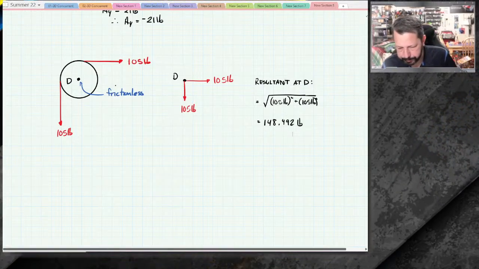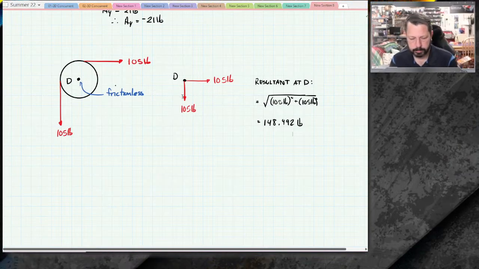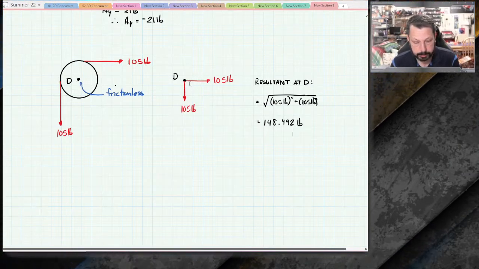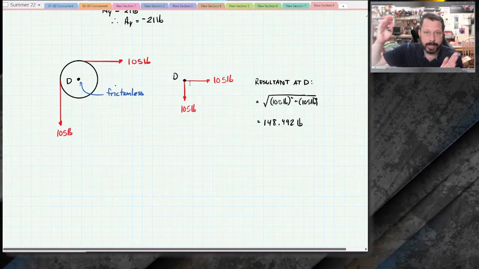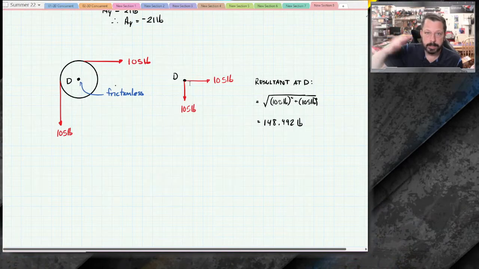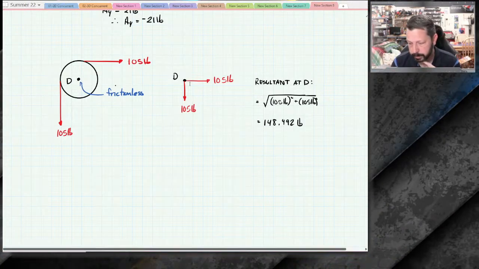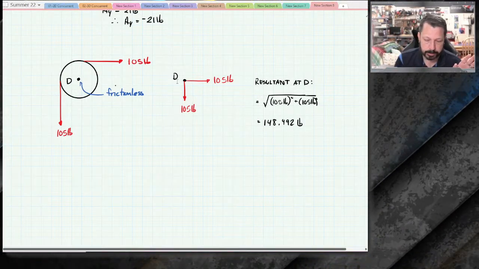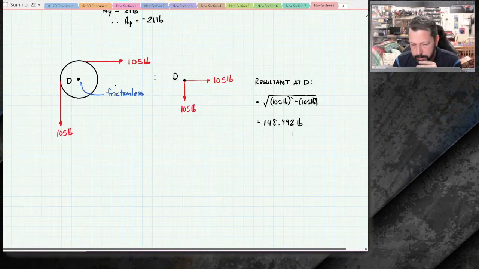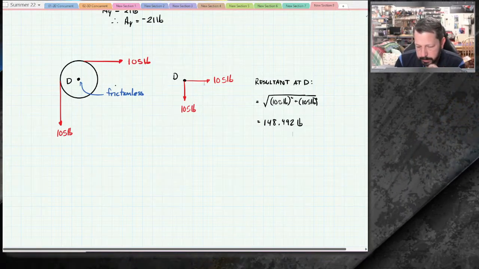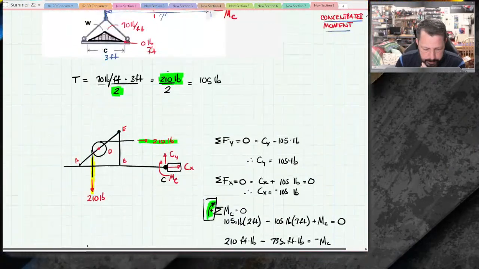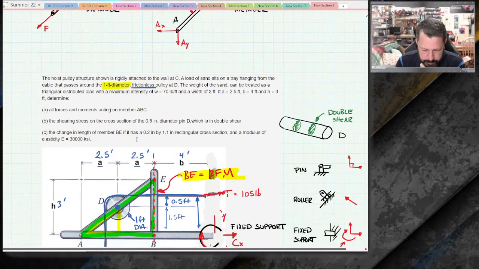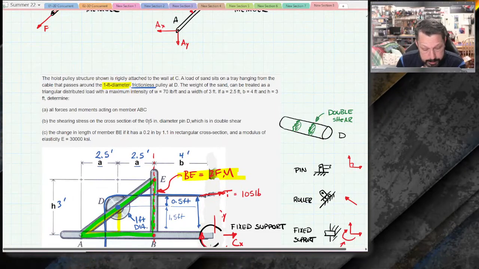All right. So it's just the square root of the sum of the squares of both components. These components are at right angles to one another, so I don't even have to worry about it. Now, if they were at different angles, I'd have to get their X components and their Y components and figure out the actual resultant. Since these are perpendicular to one another, it makes it a lot simpler. All right, so 148.492. And it gave us this little clue up here that the pin has a 1/2 inch diameter.